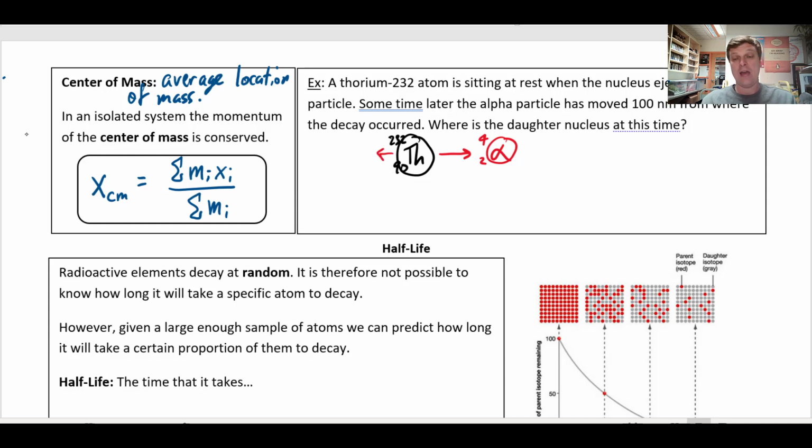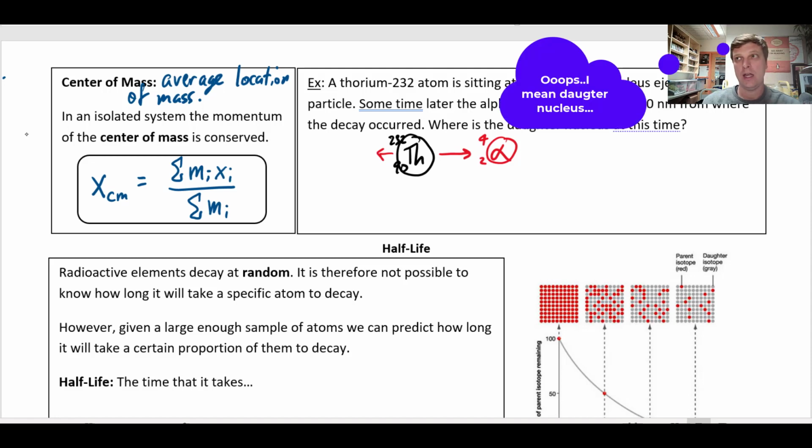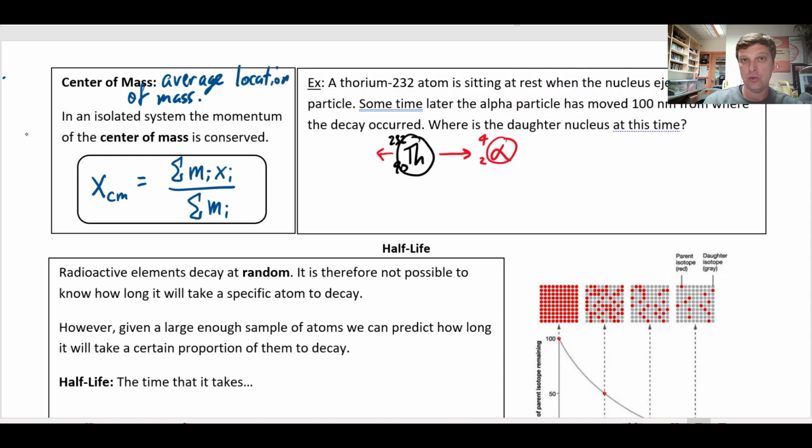Okay, so when I have an alpha particle emitted one way, then the daughter nucleus that goes the other way is going to have 4 less mass and 2 fewer protons. So it's going to be number 88, which is something called radium. So radium with 88 protons and a total mass of 228 gets ejected that way.